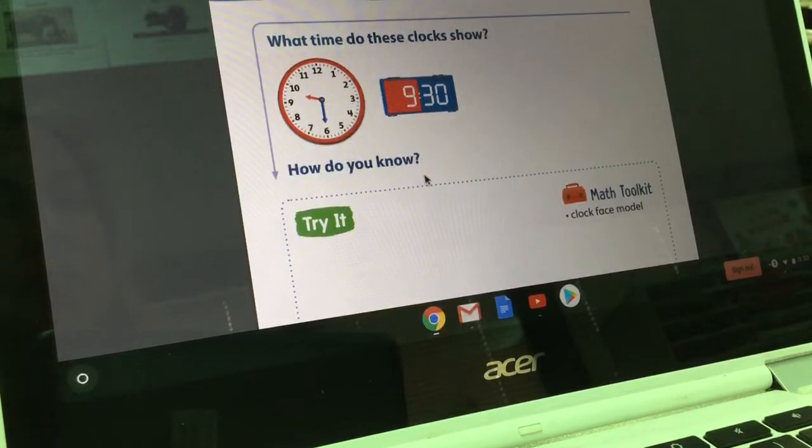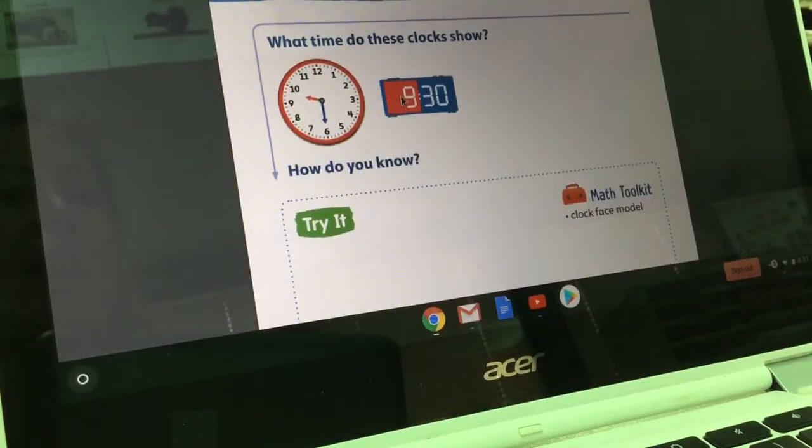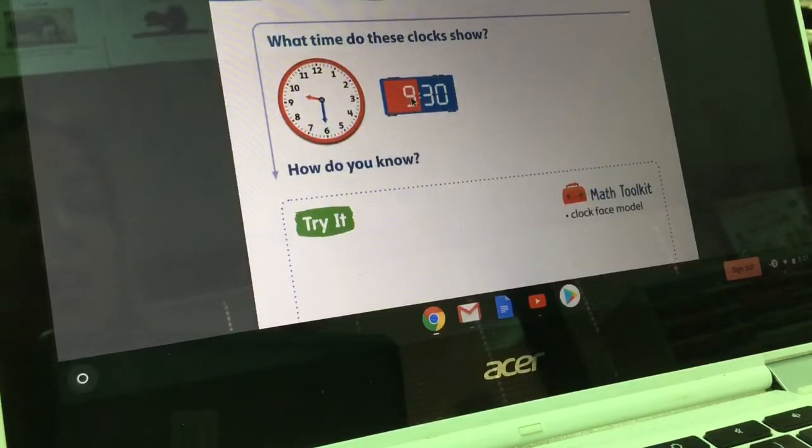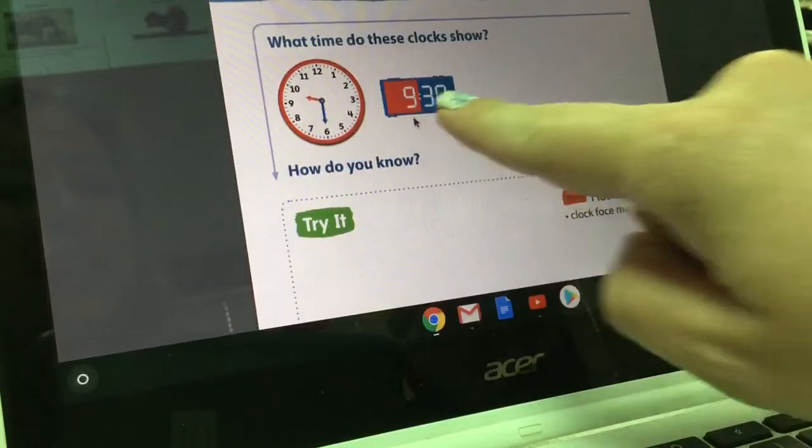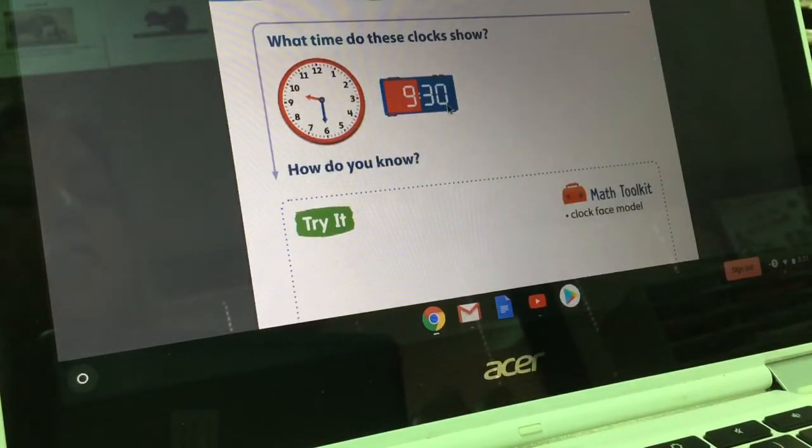The question asks, how do you know? How do you know that it says 9:30? So let's take a look for a second at what our colors represent. Red represents the hour on both clocks here. So we see a red hour hand and a red background for our hour portion of the digital clock, which is to the left of the colon. We see the colon right in the center there, separating the hour from the minutes.